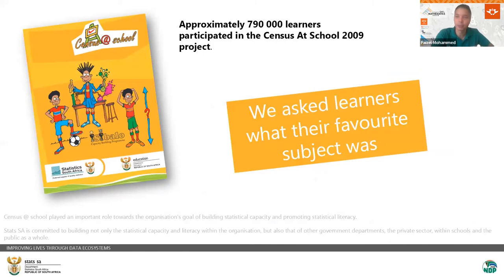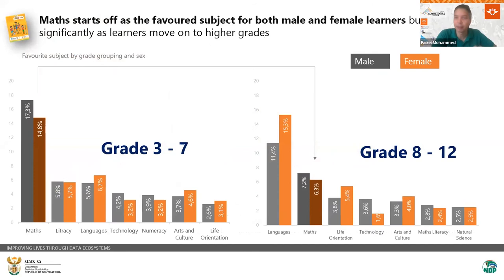In 2009, we ran a study, a survey of thousands of kids, over 700,000 learners, to go out there and say, what is your favorite subject? This was part of our census in 2011, and obviously we're running the latest one now, but we went out there and asked thousands of kids, what is your favorite subject? What do you like the most? And surprise, surprise, mathematics was their favorite from grade 3 to 7. Favorite subject, hands down, no competition.